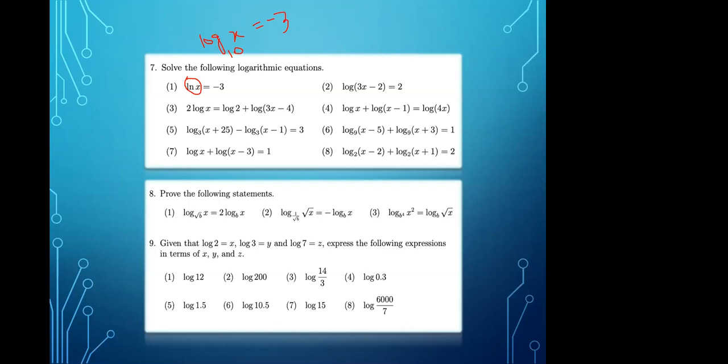Okay, let's start. Very good. First one, log. Fast. Sir, I can't see your writing. I'm not writing. Just waiting.